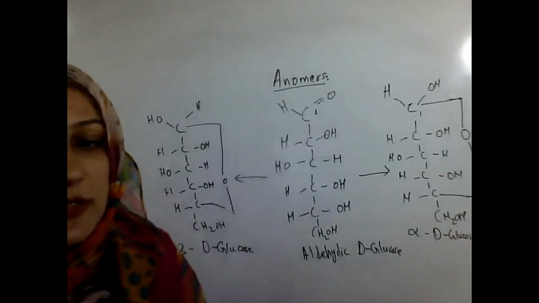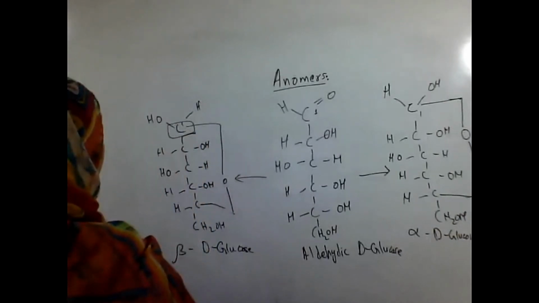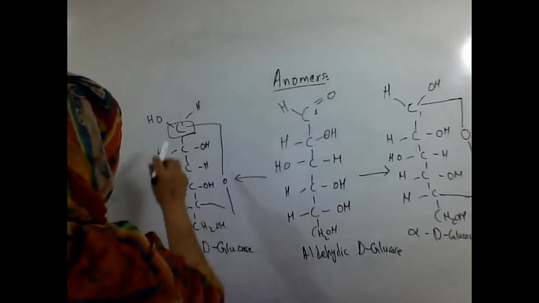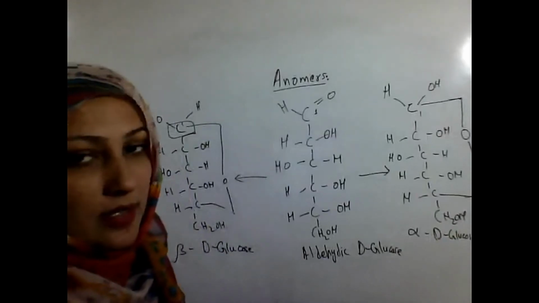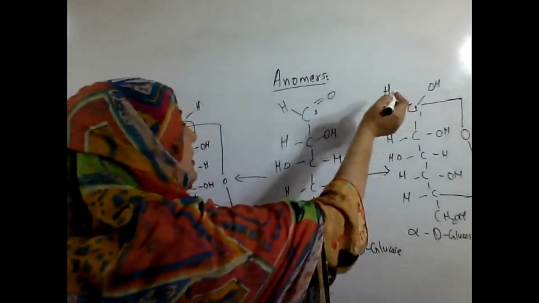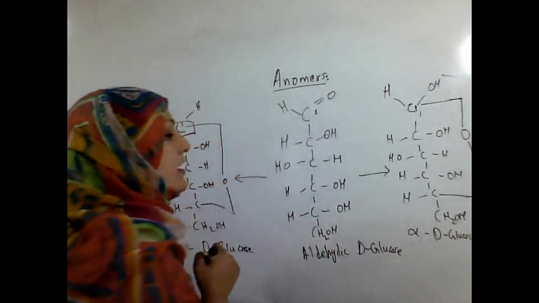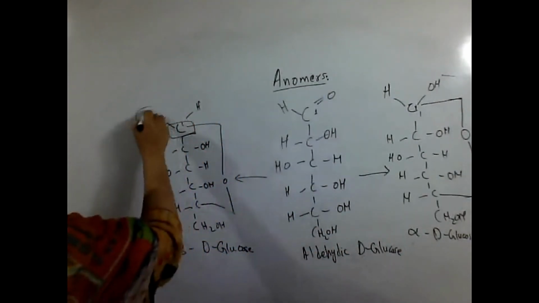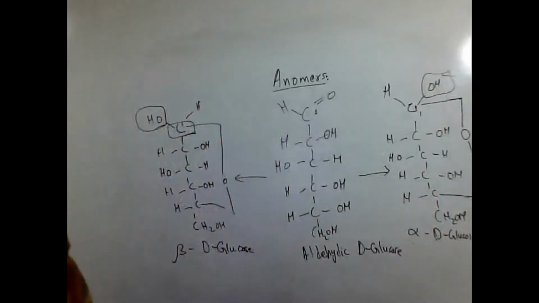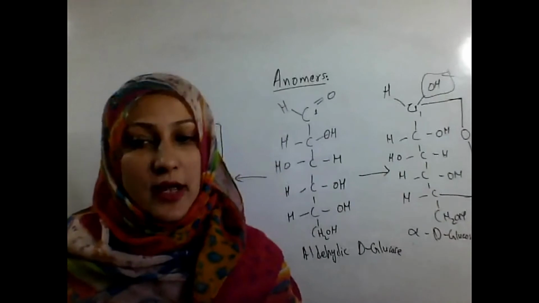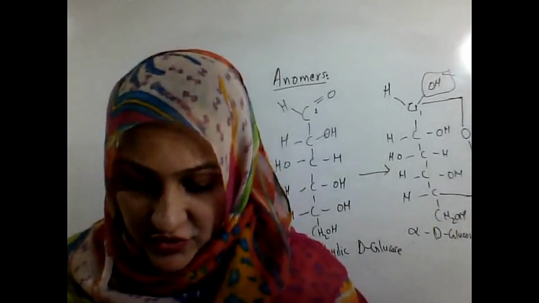These are the anomers of each other because carbon number 1 formed a bond with carbon number 5, and this is converted into the anomeric carbon. At that carbon, if the OH group is present on the right side, then it is alpha, and if it is present on the left side, then it is called the beta anomer. Beta D glucose and alpha D glucose are the two isomers that are anomers of each other.